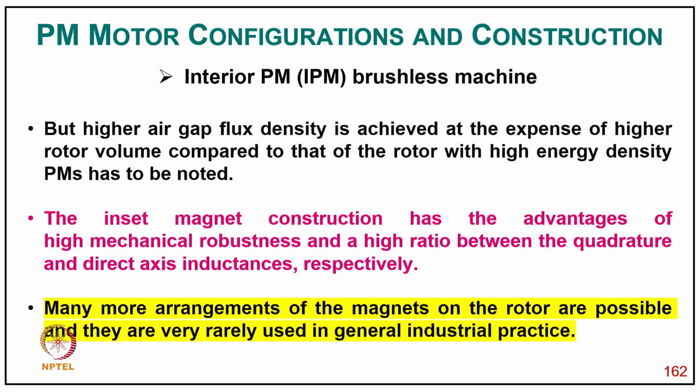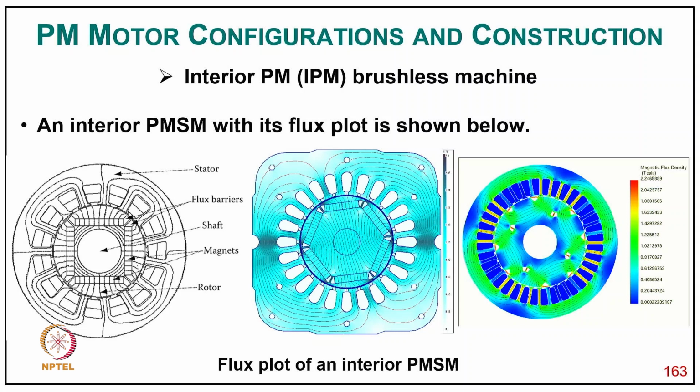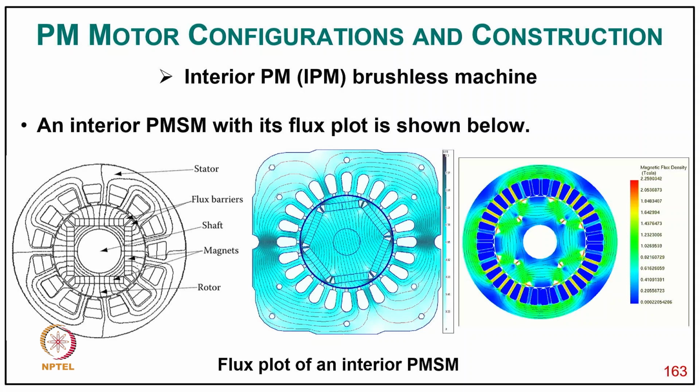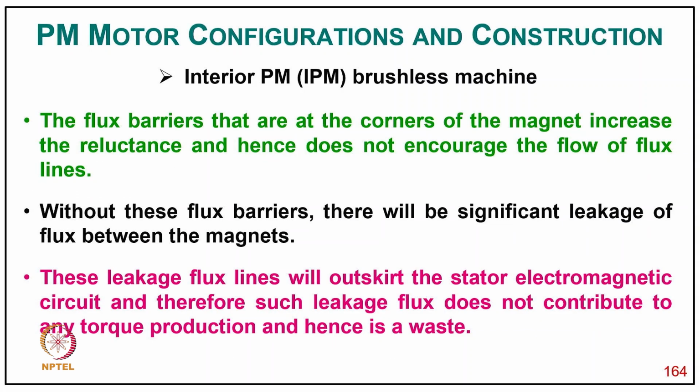as they are rarely used in general industry practice. So, here the interior magnet with its flux plot is shown. You can see the major space is given to the stator and the rotor has a very small space, and that certainly provides high power for a particular size.